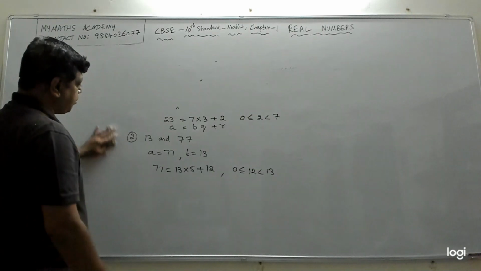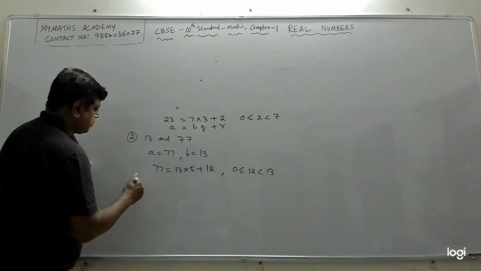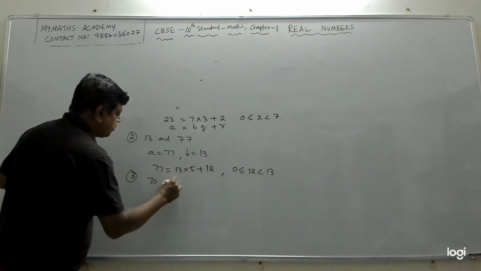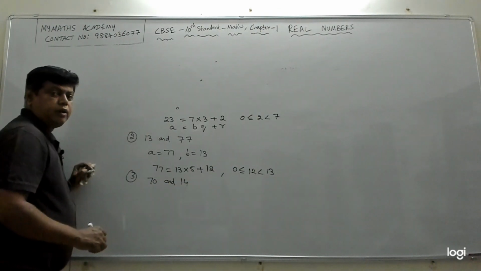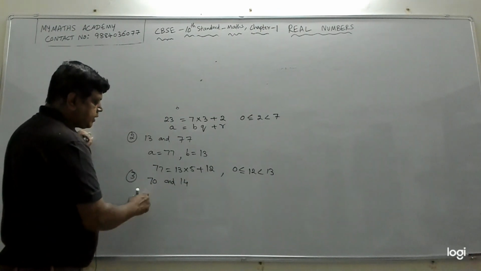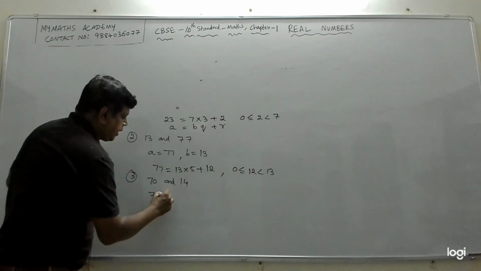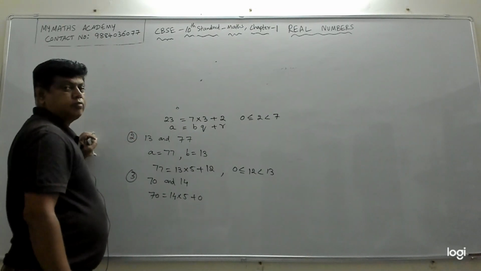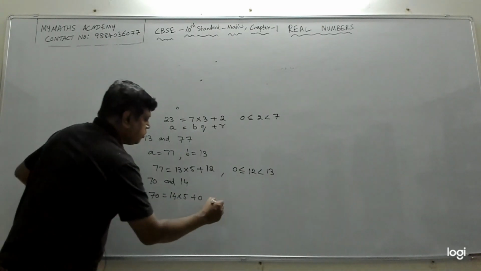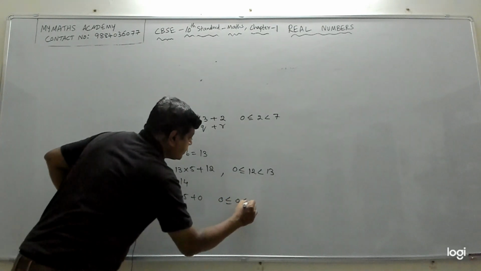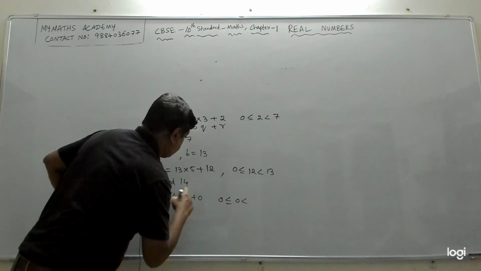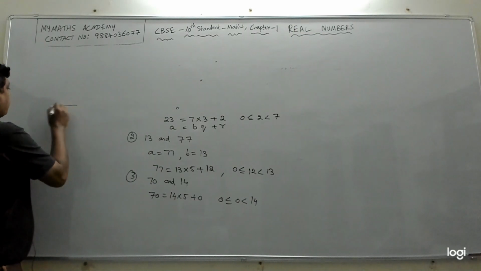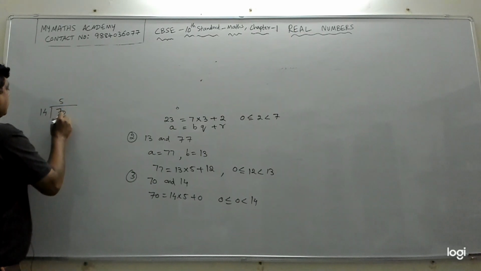Now I will give one more example on this. Suppose the third example is that you have the numbers 70 and 14. 70 is the bigger number, you take this as A. So 70 can be written as 14 into 5 plus 0. It can be 0 also, so this is 0 less than or equal to R less than B, where B is 14. If you divide 70 by 14, 14 5s are 70.